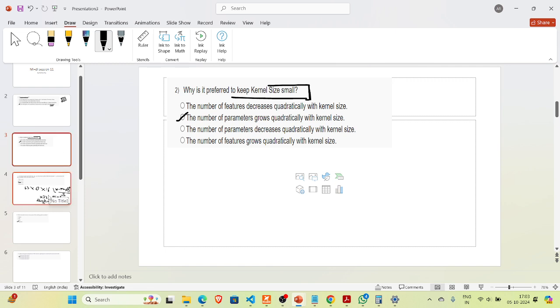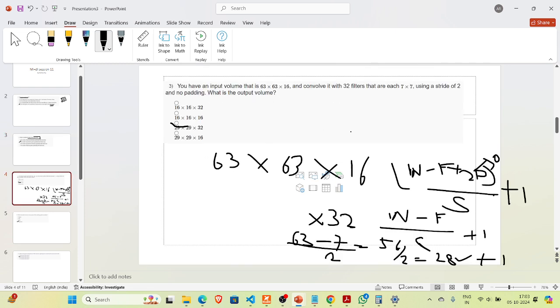Another question is the size of the feature map that will be produced. This is the initial feature map we have. After 32 filters, the depth is determined by the number of filters, so it will be 32, right? And you can use this formula: W is 63, F is 7, so 63 minus 7 plus P, which is 0, divided by 2, plus 1. This is the answer.